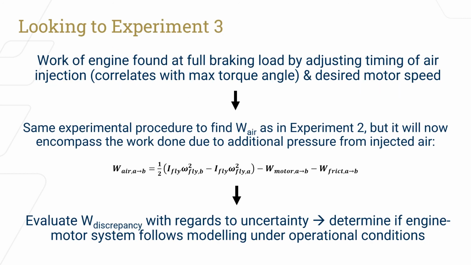Looking to experiment 3, the work of the engine at full braking load will be found by adjusting the timing of air injection and desired motor speed. The reason we inject air is to simulate combustion like that of an actual IC engine during a power stroke. To find the work air term, we will use the same experimental procedure as in experiment 2, but it will encompass the work due to the additional pressure from injected air. Using this term, the only unknown is the work discrepancy term, which will be evaluated with regards to uncertainty and determine if the engine motor system follows our modeling under operational conditions.